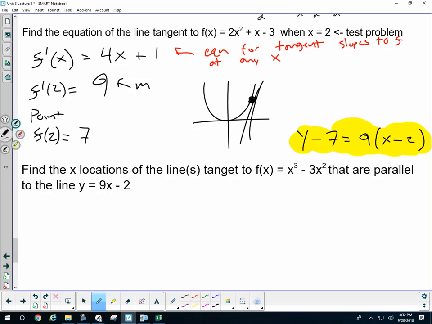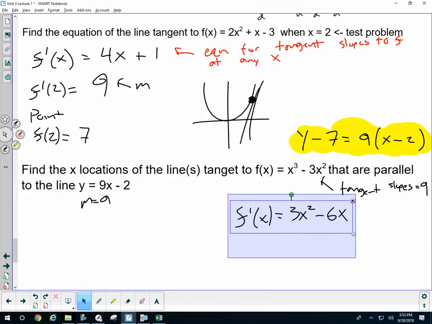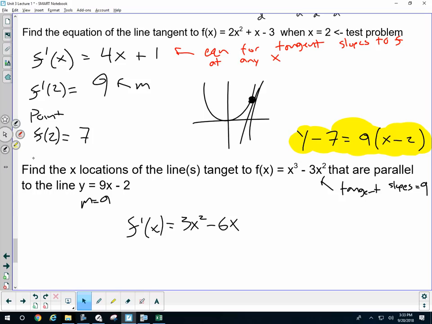So the key is that the slope of this line is 9, and we know that parallel lines have equal slopes, right? Okay, well, I've got to figure out when does this have tangent slopes that are equal to 9? Well, I know I can find a tangent slope generator easily. 3x squared minus 6x now. Piece of cake. Well, I need to find the x locations when my tangent slopes equal 9.